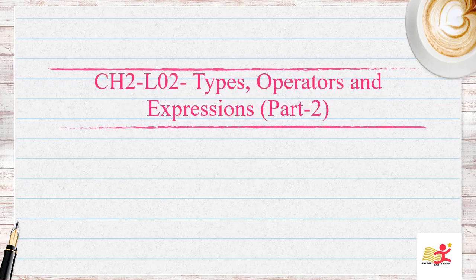This is chapter 2, Types, Operators and Expressions. This chapter talks about variable names, data types and sizes, constants, declarations, different types of operators in C, type conversions, conditional expressions, and precedence and order of evaluation.